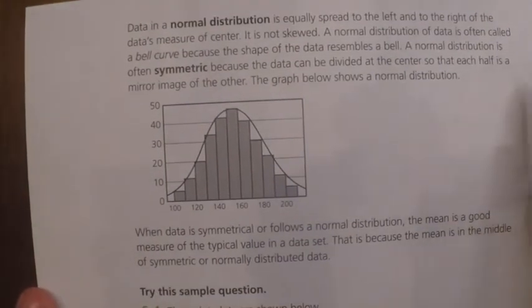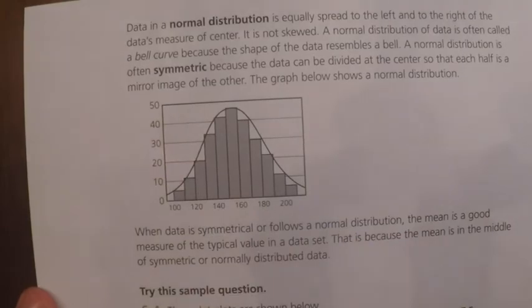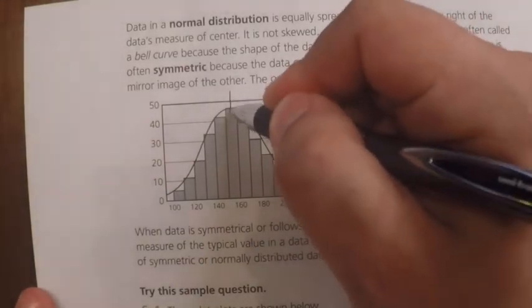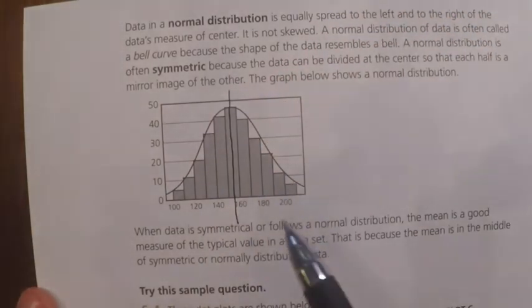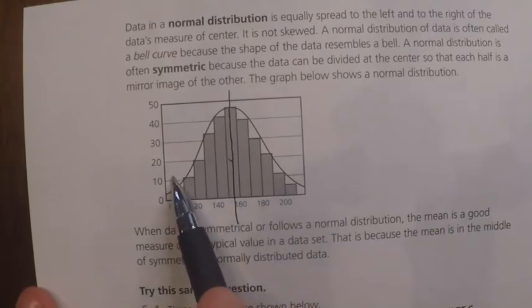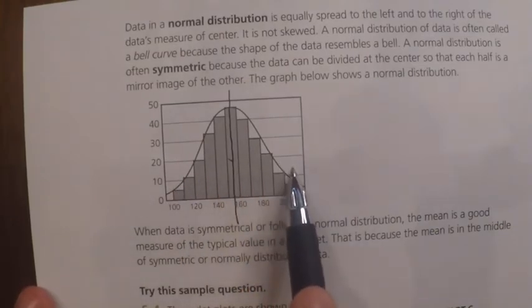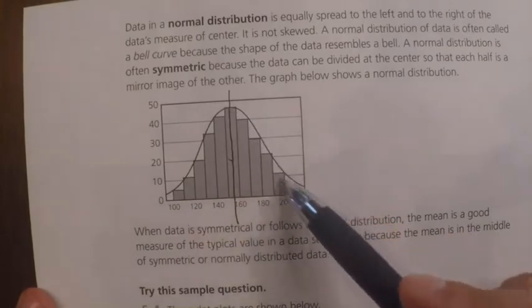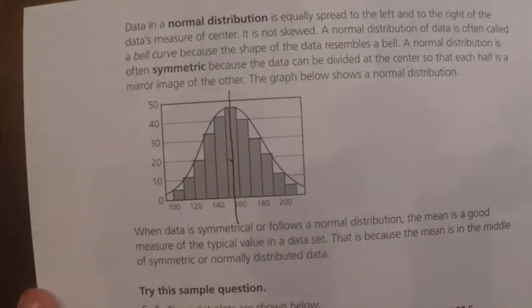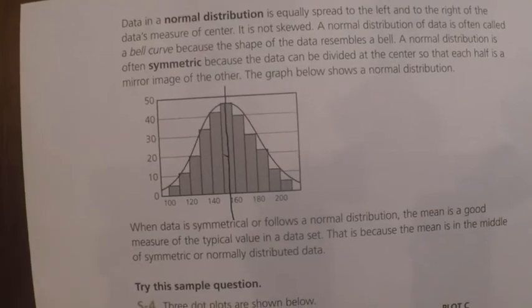So normal distribution is often symmetric. So if we draw a line in the middle, the left side looks very similar to the right side. So this is not skewed. It does not have a tail going in either direction and is pretty symmetrical.